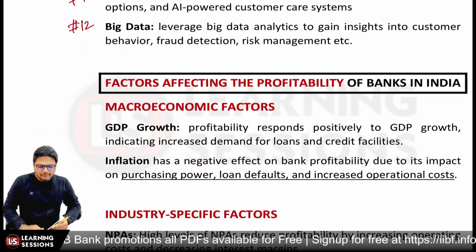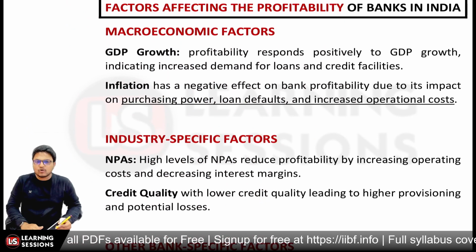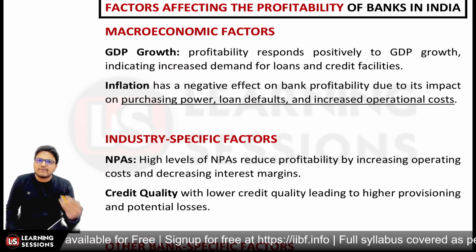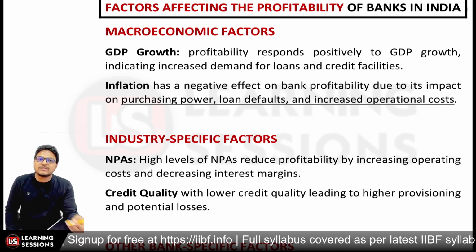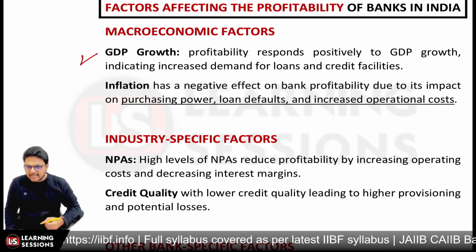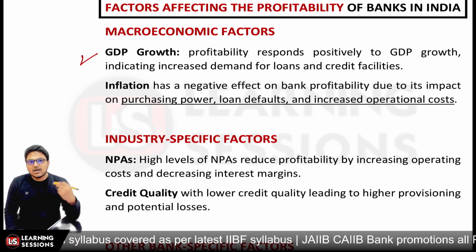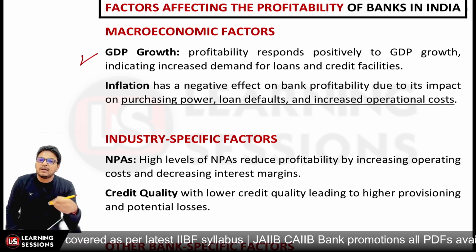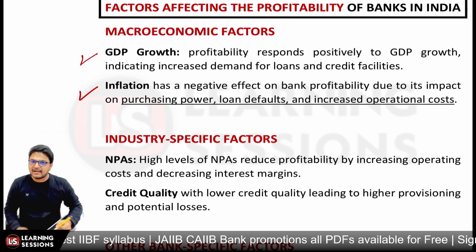And for the factors which are affecting the profitability of banks in India, let's have a look at it. The first factor is related to macroeconomic factors. Now if GDP is growing, definitely the branches will also grow, because there will be increased demand for loans and credit, so definitely your system will also grow, right? The second one is related to inflation. Inflation has a negative impact on profitability, because even if your profitability increases, your operational cost also increases. So basically it has a negative impact, right?